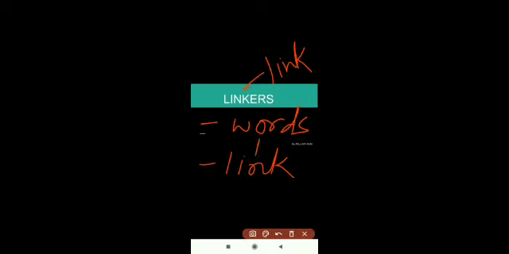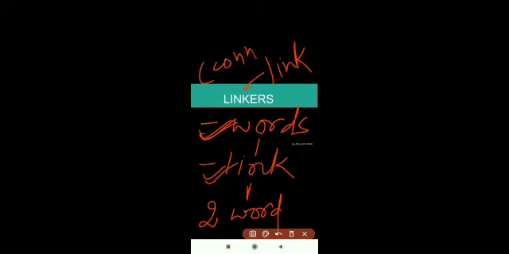So we can say that the word links, but what do they link? They can link two words, or a sentence or phrase to a sentence, we can say. But here we have to remember two things. First thing is linkers are words, and the second thing is linkers can link two words. What is the meaning of link? Link means connect.